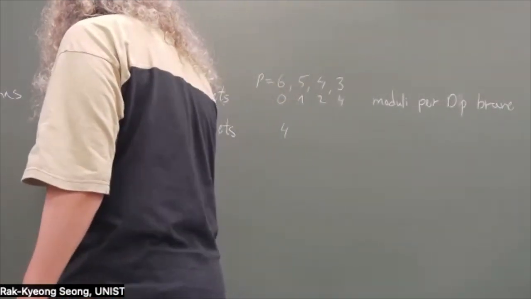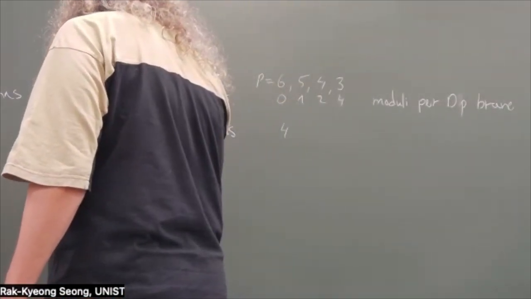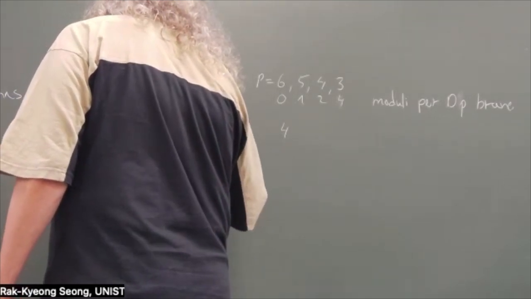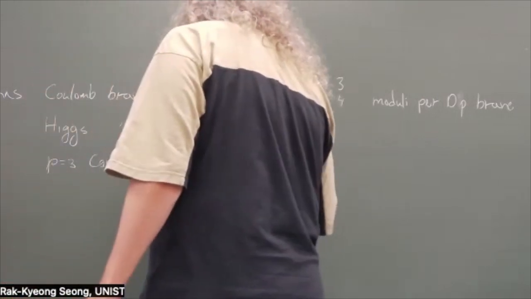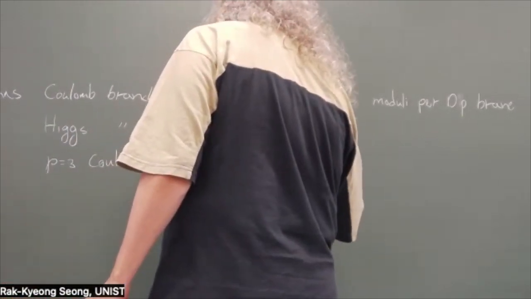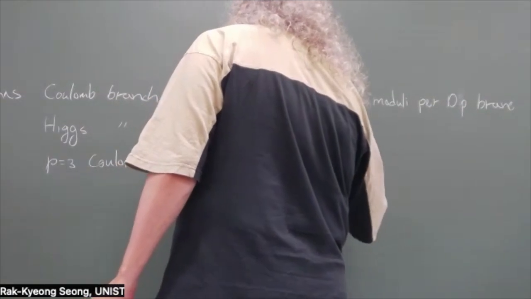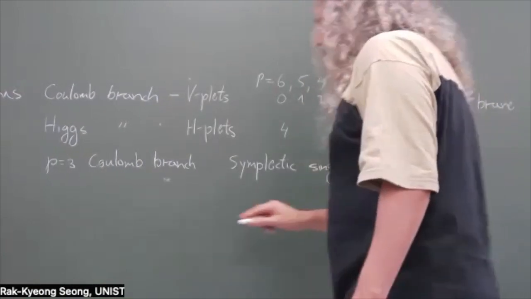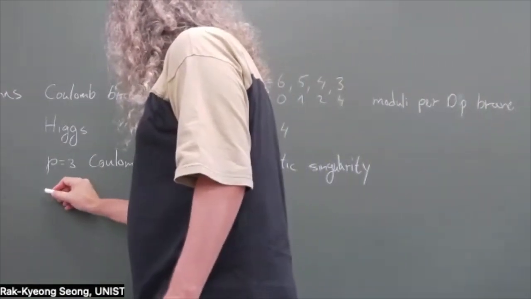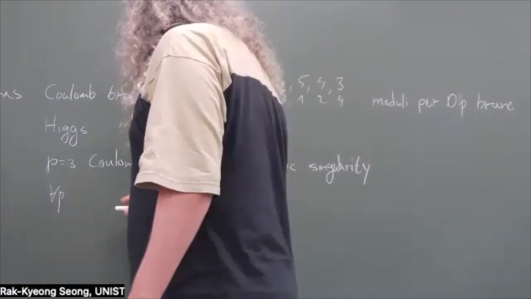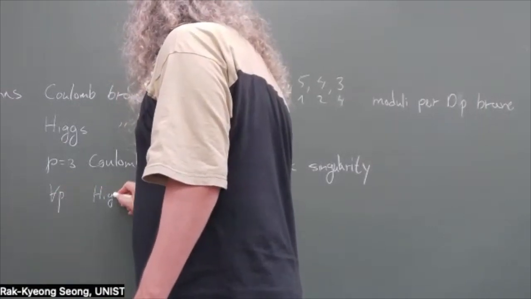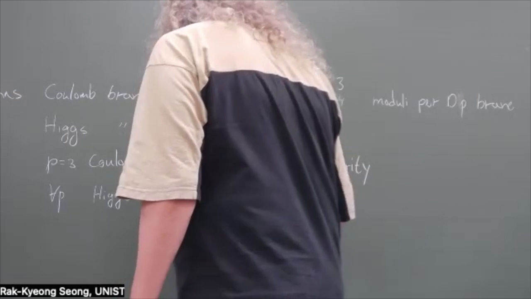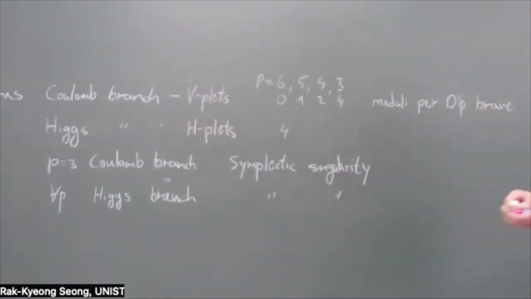So if p is equal to 3, the Coulomb branch, the symplectic singularity, and the Higgs branch is always. Any questions?